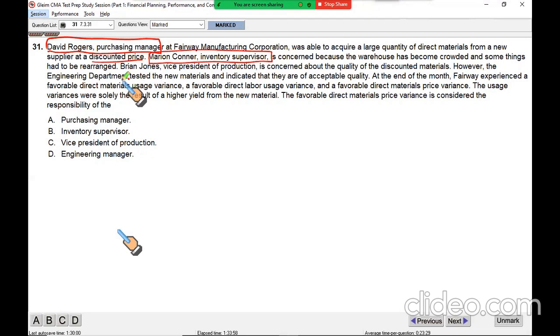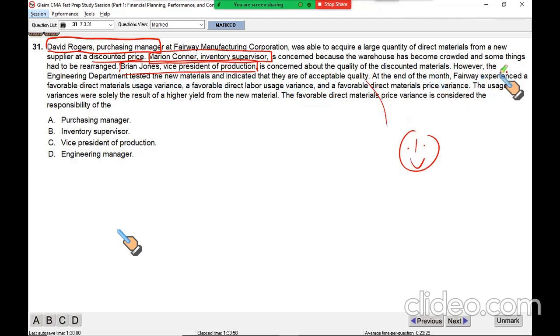And there's a third guy here, Brian Johns, who is the vice president of production. He's concerned about the quality of discounted material. He's worried that maybe the material is cheap, so it may not be of good quality. However, the engineering department tested this new material and indicated that they are of acceptable quality. Quality is good.